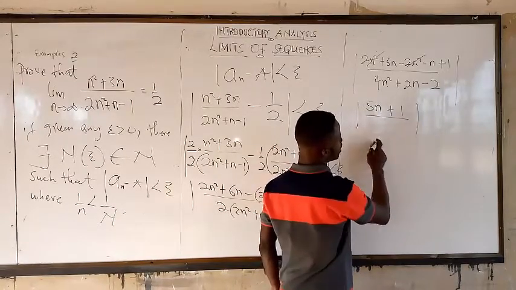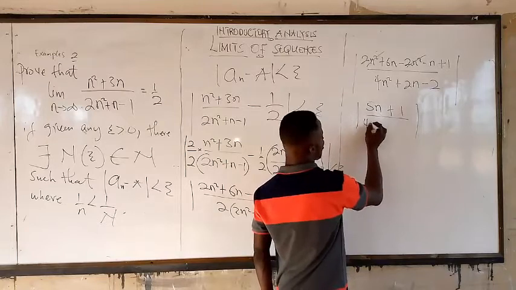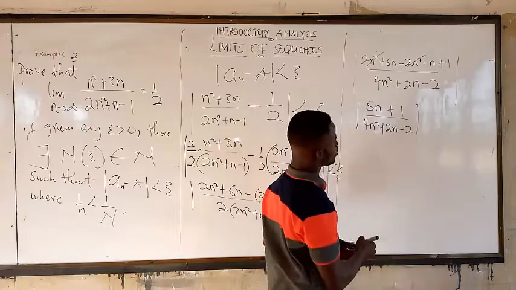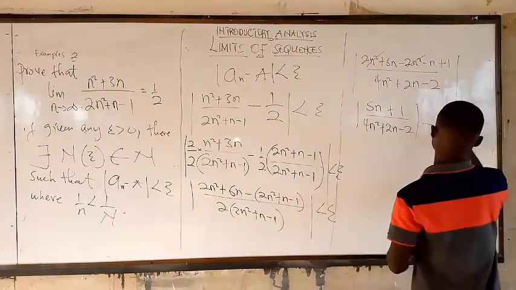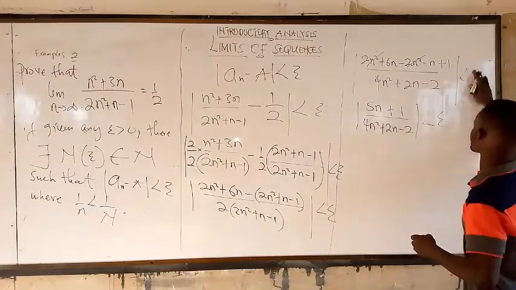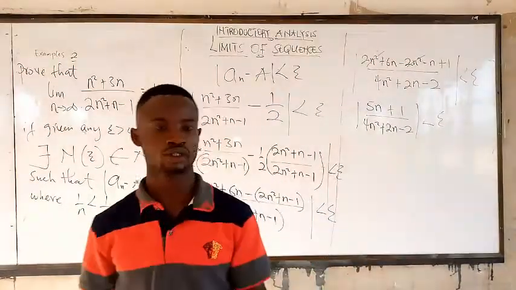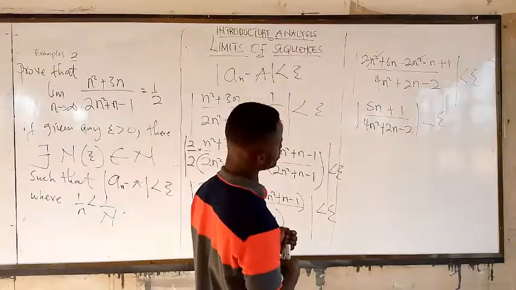All this over, and what do we have here? 4n squared plus 2n minus 2. Less than epsilon. Very good.